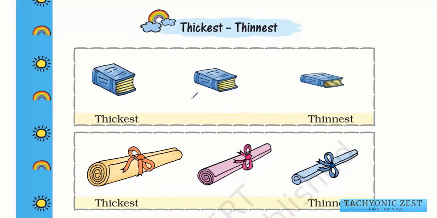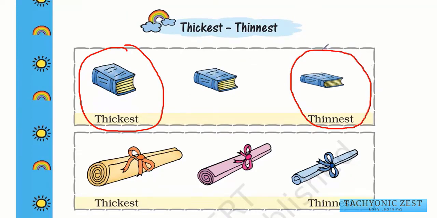Next is thickest, thinnest. Let us see how we can determine thickest and thinnest. These are three books which are given, and this book looks the thickest. This book over here is the thickest among all these three. This book over here is the thinnest among all these three. And this book over here is thicker as compared to this book, and thinner when we compare it with this book.